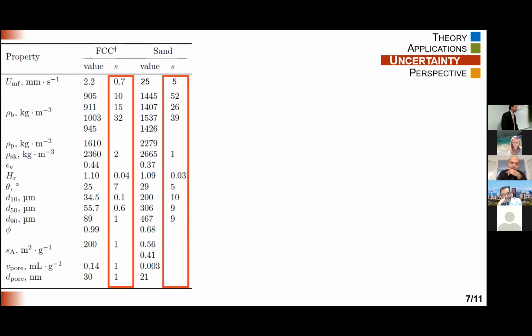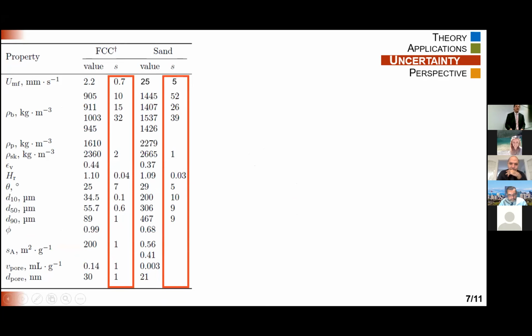And then here are the others, okay? So you've got bulk density, you've got particle density, you've got skeletal density, you've got theta, the angle of repose. Then you've got to talk about the particle distribution, surface area. These are critical. And this is, for example, FCC versus sand. And so not only have you got to talk about the actual value, but you've got to talk about the standard deviation.